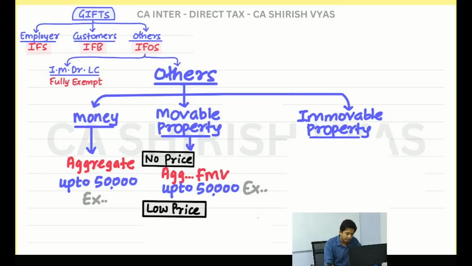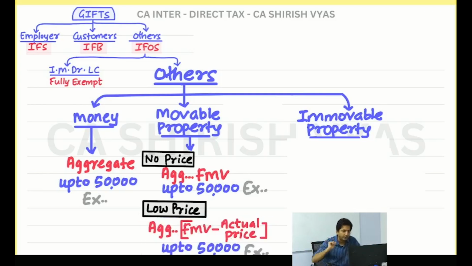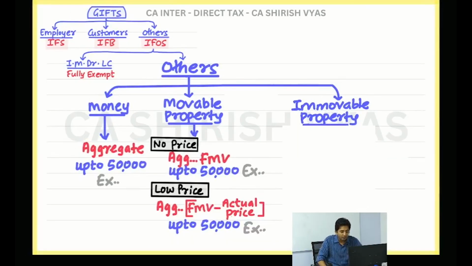But now, if it is low price, see what I have done. What is FMV? Fair market value minus actual price. The difference. That's what I taught you now, that when you show that I have paid for the gold, I have paid for the silver, you are trying to show it was not free, I have purchased it.